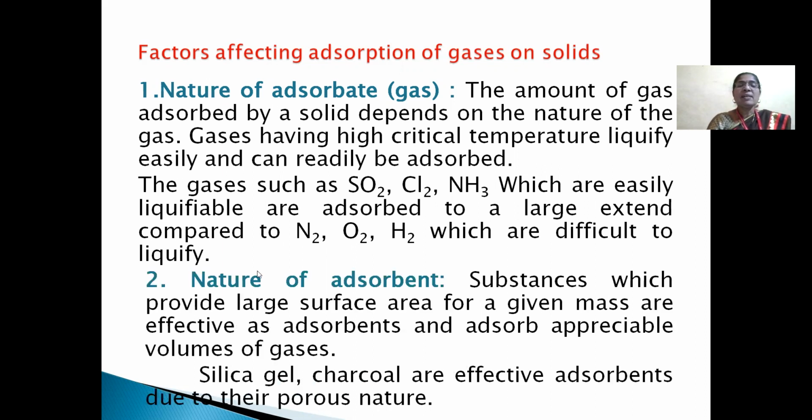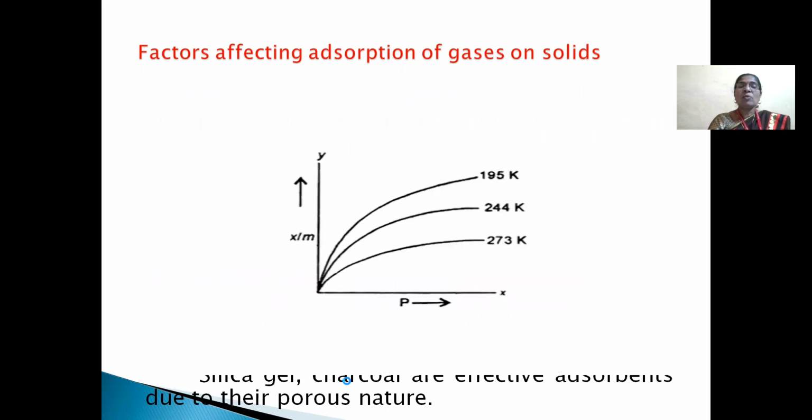Second one will be nature of adsorbent. Substances which provide large surface area for a given mass are effective as adsorbents and adsorb appreciable volumes of gases. For example, silica gel and charcoal are effective adsorbents due to their porous nature.